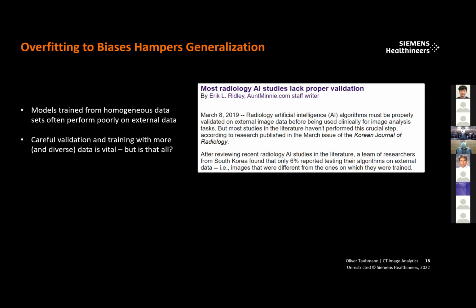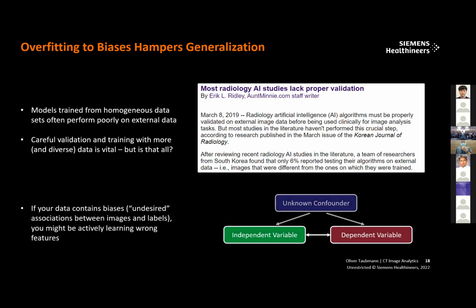But there is more to it if the issue is not just that in your sample, the real input distribution is underrepresented in some parts. But if the sample that you have also has these unwanted spurious correlations with the labels due to, for instance, some unknown confounder. And in that case, instead of just learning features that don't generalize well, you would be actively learning features that are just wrong.